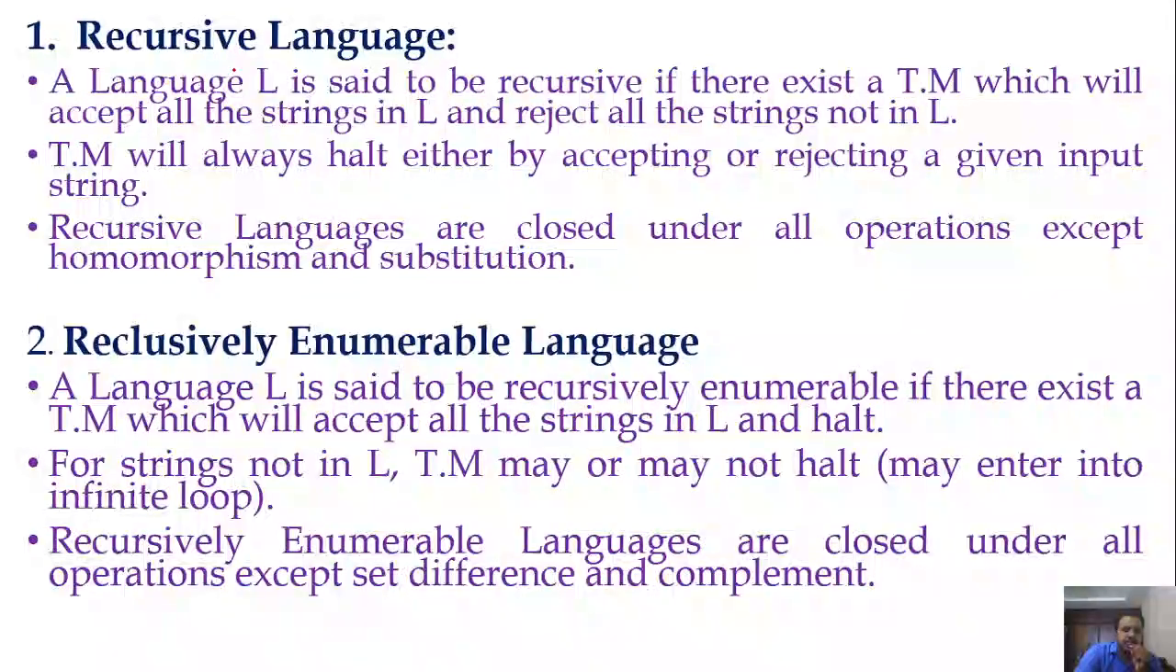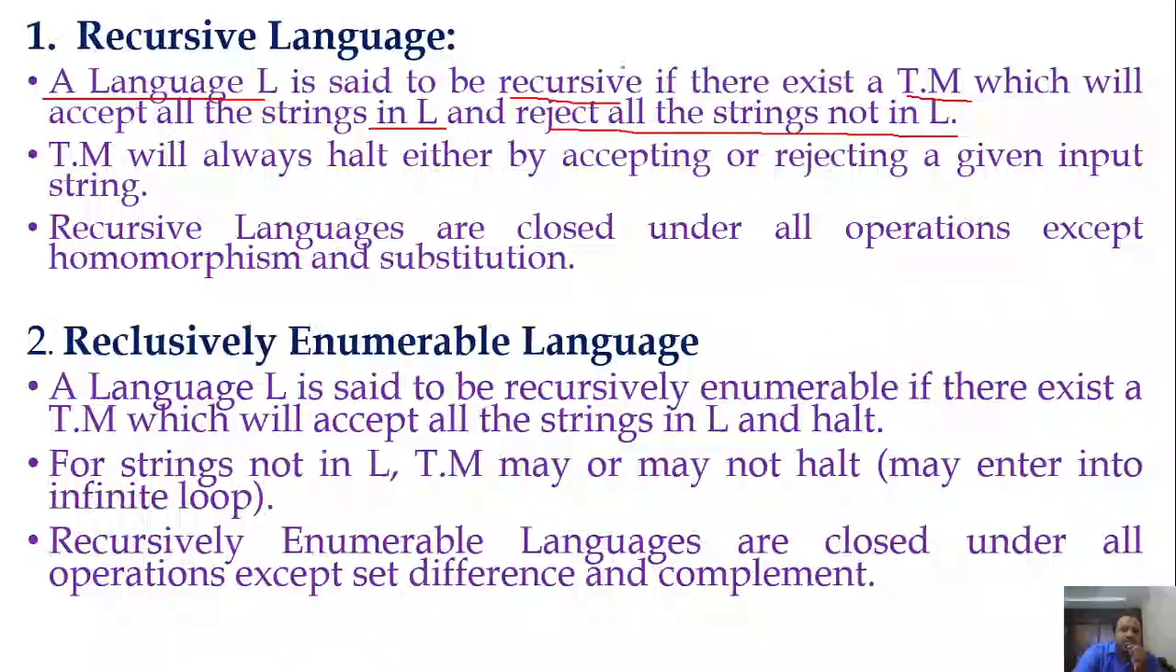Okay, so let us have a look at the difference between the recursive language and the recursively enumerable language. So here we could say that a language capital L is a recursive language if there exists a Turing machine which will accept all the strings that belong to L and reject all the strings that do not belong to L.